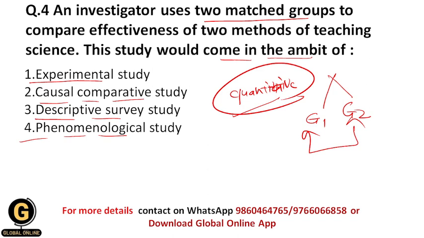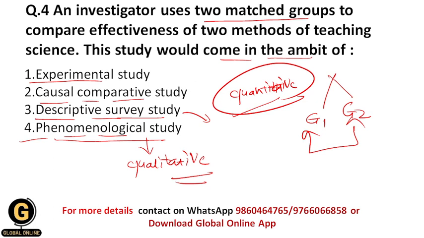But from these options, descriptive survey study, you can say it is qualitative and quantitative, both mixed research method. But phenomenological study is qualitative, because within the phenomenological study we are going to study the lived experiences of the people, and for that we are going to study their qualitative characteristics. How a particular person has experienced a particular event or a particular situation. So we are going to study all these kinds of things by using the phenomenological study, which is a qualitative research study. That's why this option is getting eliminated.